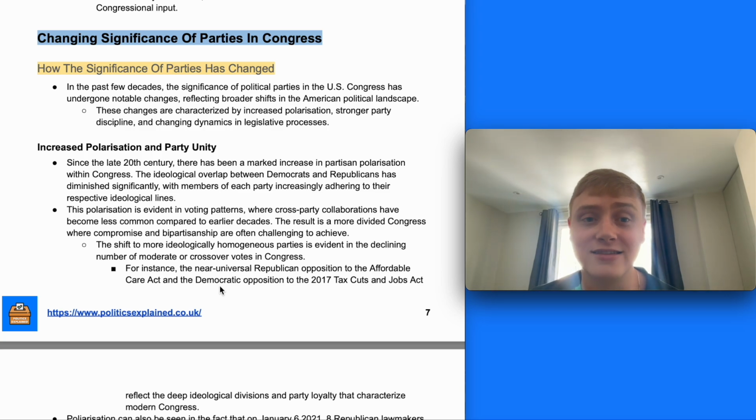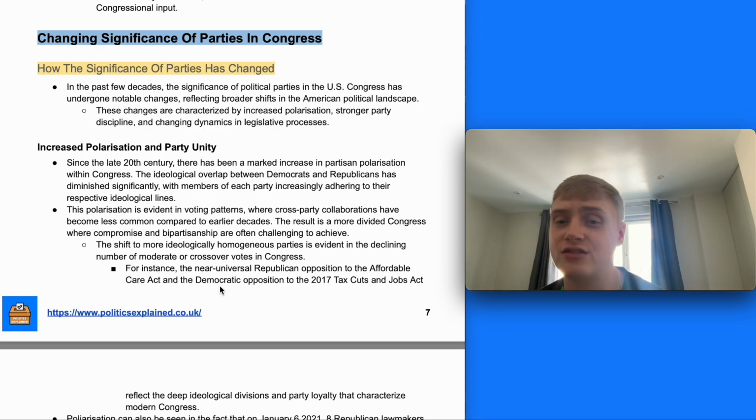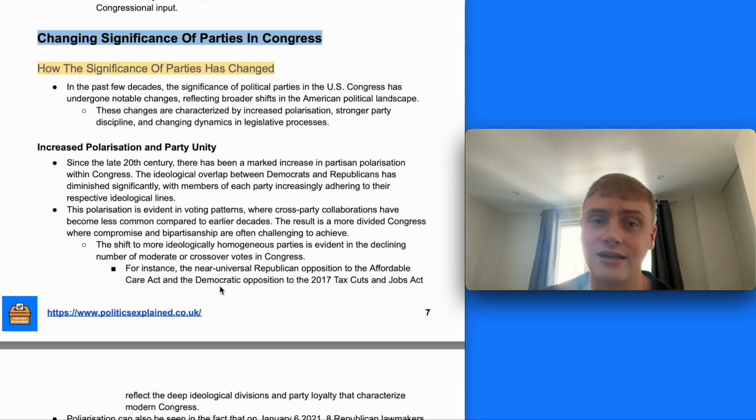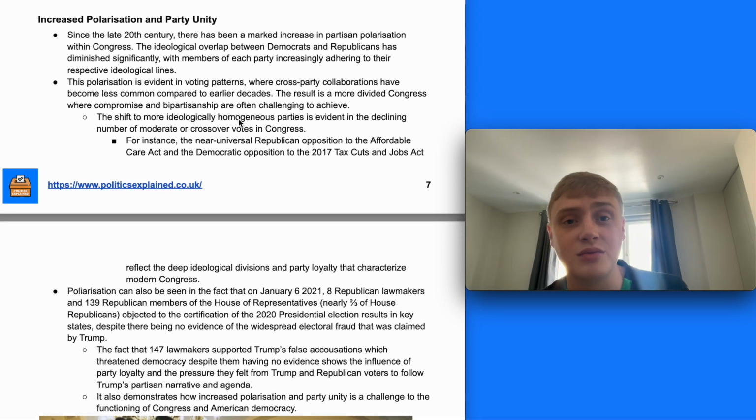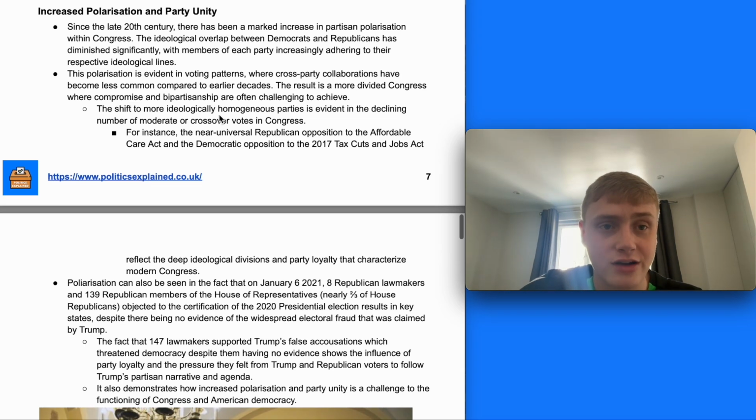So in the past few decades, the significance of political parties has undergone notable changes, reflecting broader shifts in the American political landscape. And these changes are characterized by increased polarization, stronger party discipline, and changing dynamics in the legislative process as a result. So, first looking at increased polarization and party unity. So since the 20th century, there's been a big increase in partisan polarization within Congress. So the ideological overlap between the Democrats and Republicans is diminished significantly, with members increasingly adhering to their respective ideological lines and fewer moderates in Congress.